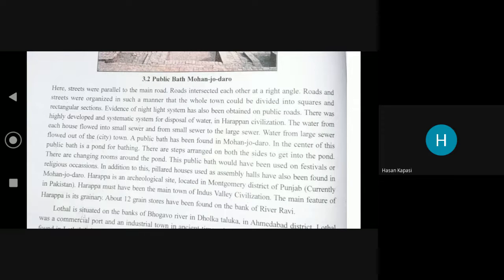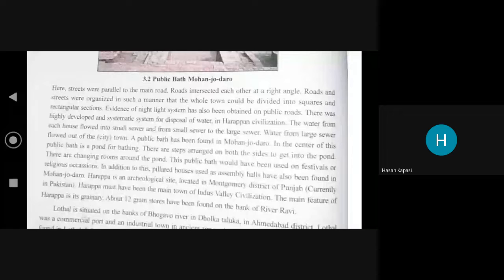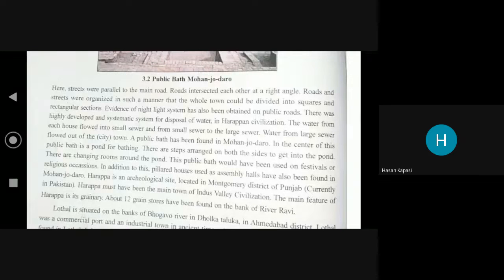The same as same. These people also had a perfect drainage system, right? The water from each house flowed into a small sewer, and from the small sewer to the large sewer. Okay, this way the drainage system is also a very important feature of Harappan civilization.